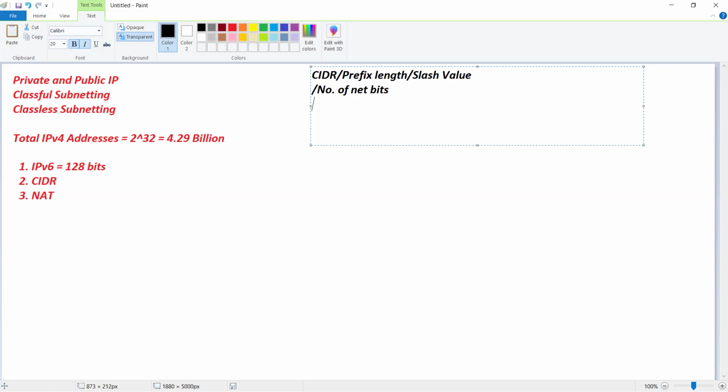Number of network bits. So if I have my subnet mask with, how many network bits? 8. So here my CIDR value will be /8. If I have 16 network bits, it will be /16. For this one, it will be /24. I think I'm using the wrong slash. This will be forward slash. Clear?